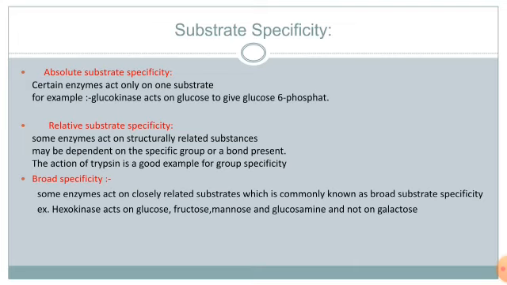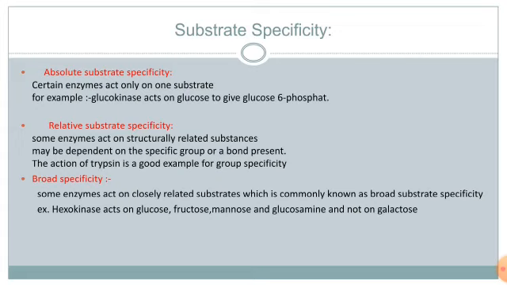Second is relative substrate specificity. Some enzymes act on structurally related substances, depending on the specific group or bond present. For example, glycosidases act on the glycosidic bond of carbohydrates, and lipase cleaves the ester bond of lipids. This is relative specificity.